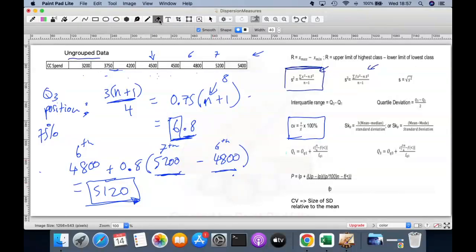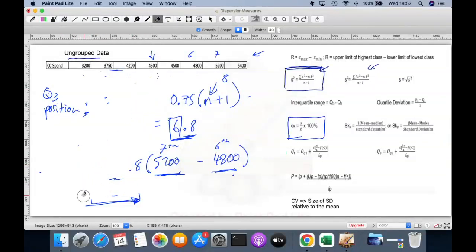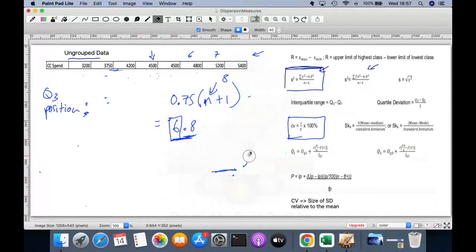I'm going to do one more for ungrouped data, and that is the percentile. So I'll explain what that is in a second. Now, this quartile that we did and the third quartile are pretty much percentiles. That's all it is. It's just a specific percentile. So what am I saying when I say a percentile? When you work out the third quartile, you want to know basically what 75% of the population spend less than. When you worked out the first quartile, it was what 25% of the population spend less than.